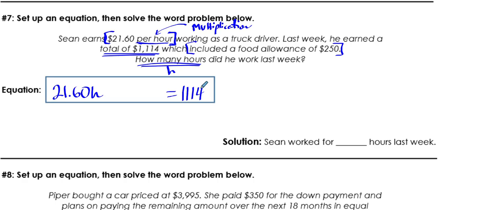So now I just have to decide what operation is going to happen with this $250. So we know we're making some money as a truck driver, and we're getting a food allowance of $250. We're adding in a food allowance of $250 to give us a total of $1,114.